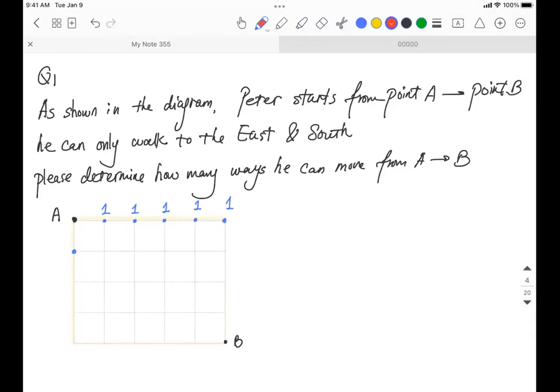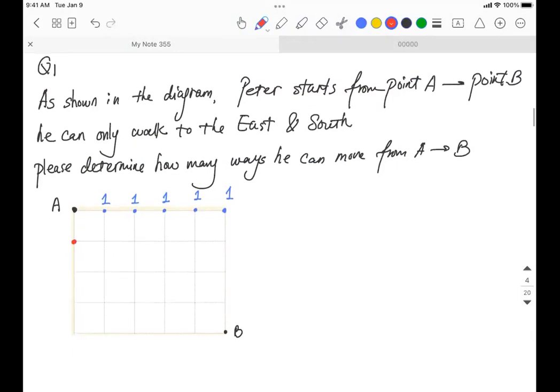I use the color maybe red, just to distinguish. Okay. How many ways can Peter go to here? You can unmute yourself if you want to answer the questions, so no need to be shy. You can just directly unmute yourself. One way. One way as well, right? Yes.